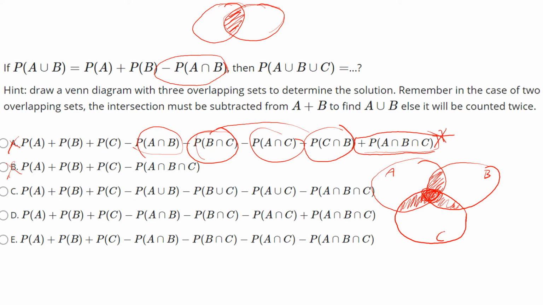What about C? Well, C subtracts the union of A and B. Well, that's clearly not right. What about D? D looks like a plausible answer. And E looks identical to D, except that it has the negative sign. Okay. Moving on to the next question.